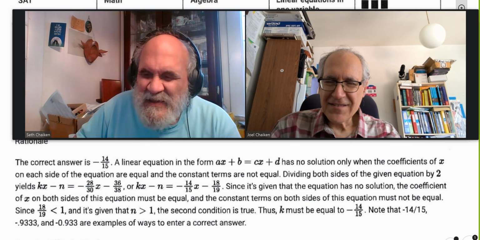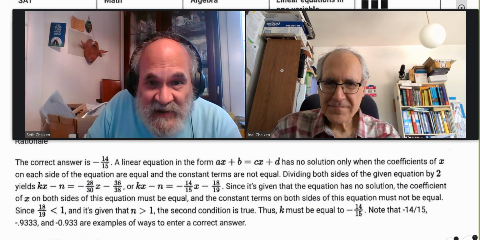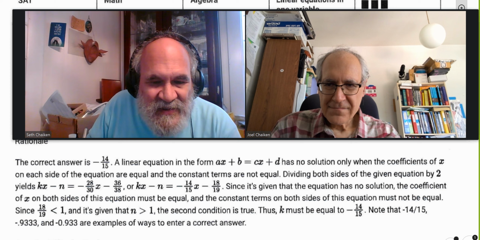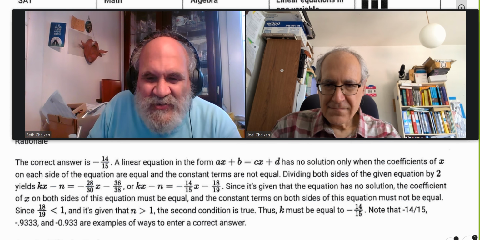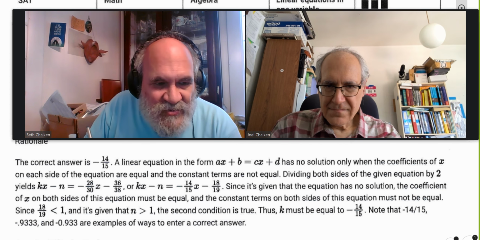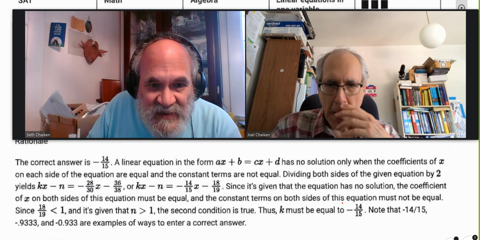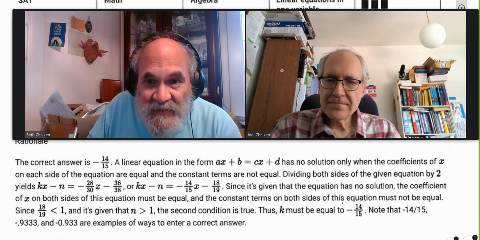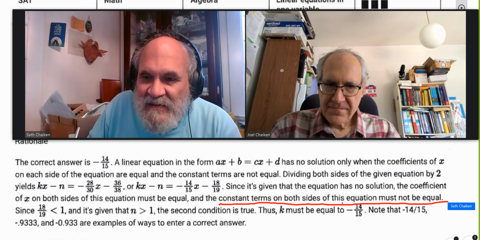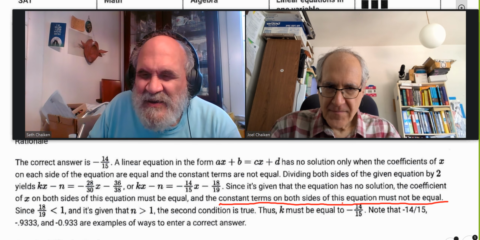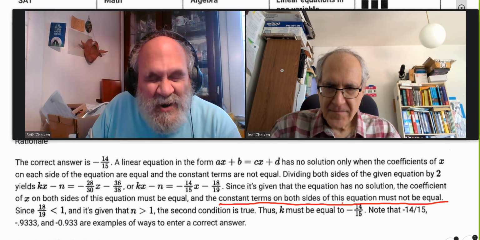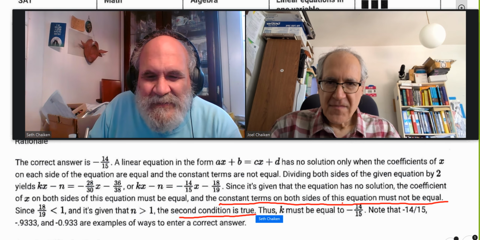Yeah, logical mistakes. It says here, given that there's no solution, you could conclude that the constant terms on both sides must not be equal. That is a conclusion. Therefore, that second condition is true. It's directly true. You don't have to verify it.